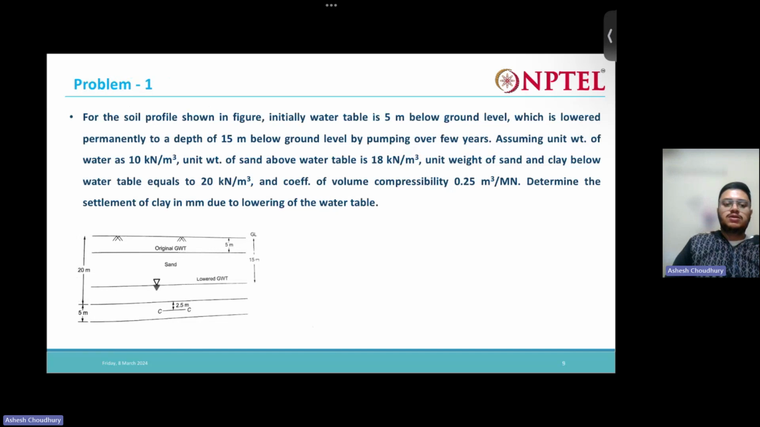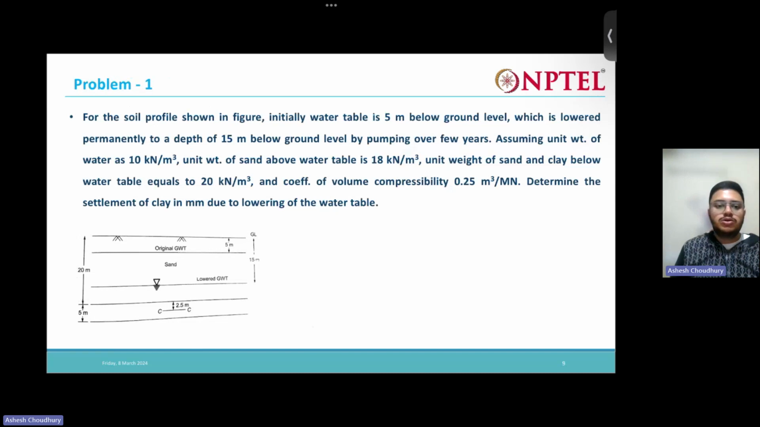The first problem is for the soil profile shown in the figure. Initially the water table is at 5 meters below the ground level, which is lowered permanently to a depth of 15 meters below the ground level by pumping over a few years. So initially the water table was at a depth of 5 meters, and then it gets lowered to 15 meters due to pumping over a few years.